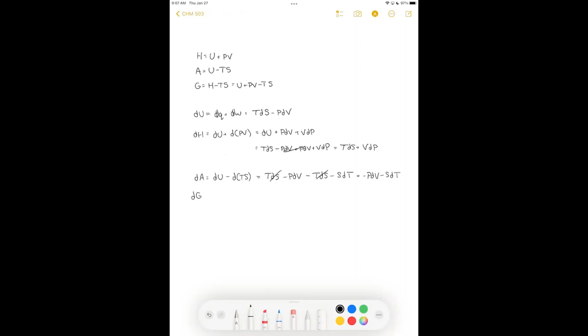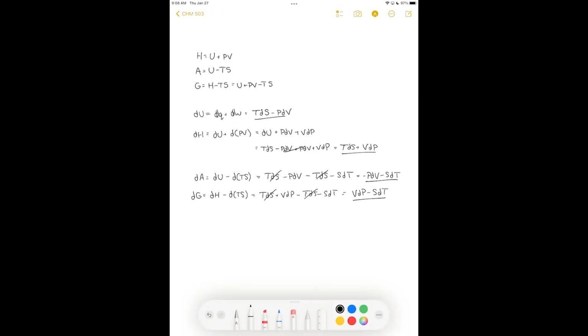And finally, our Gibbs free energy, dG, is equal to dH minus d(TS). And so we can say that dH is equal to T dS plus V dP, and then d(TS) is minus T dS minus S dT. We can cancel these out, and we have our Gibbs energy being V dP minus S dT. So we have these four expressions that put our four energies in terms of only two variables each. Now, why are we doing this? Well, we'll focus on the internal energy, and then we'll show on these slides that you can do this for all the other ones as well.